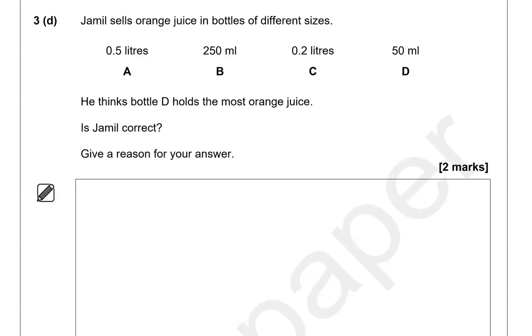So we've got A with 0.5 litres. 0.5, that's half a litre. In a litre, there are 1000 millilitres. Millilitres are very tiny amounts, so you need 1000 of them to make 1 litre. So 0.5 litres, that is going to be 500 millilitres, half of 1000.